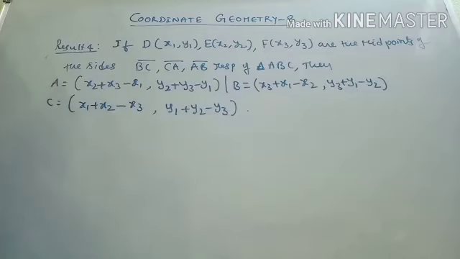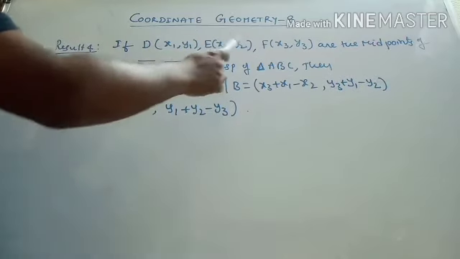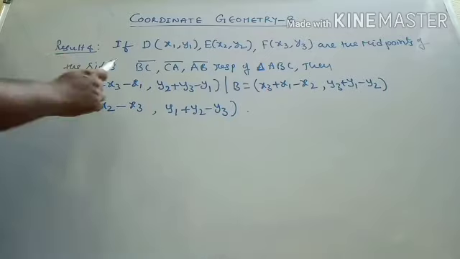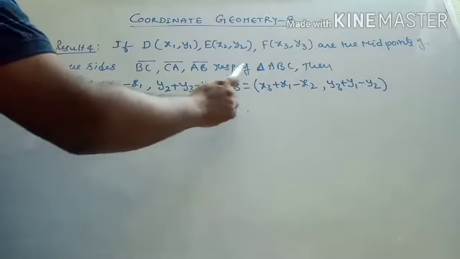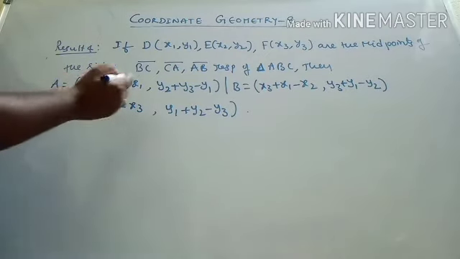Now the fourth result, a very important result. If D(x1, y1), E(x2, y2), F(x3, y3) are the midpoints of the sides BC, CA, AB respectively of triangle ABC, then, since they are given the midpoints, we need to get the vertices. We have a direct formula. Let us derive that result.